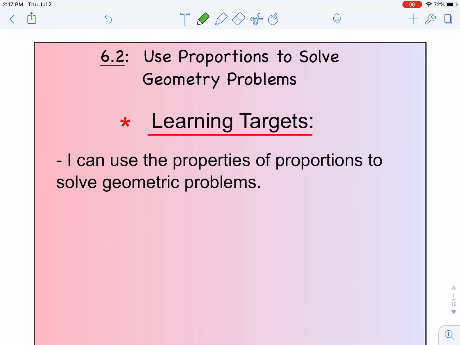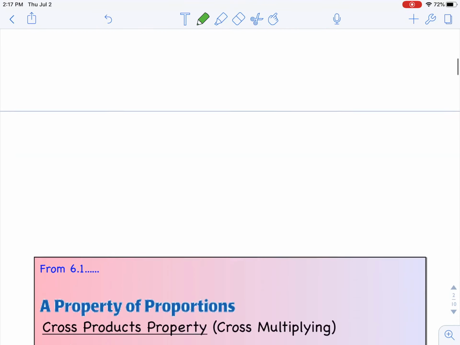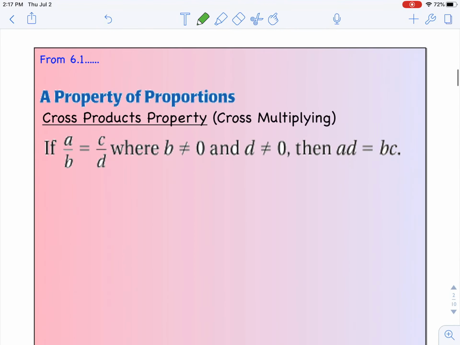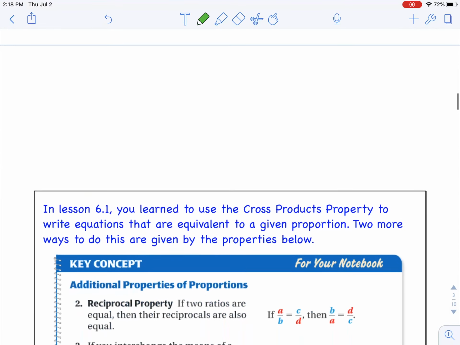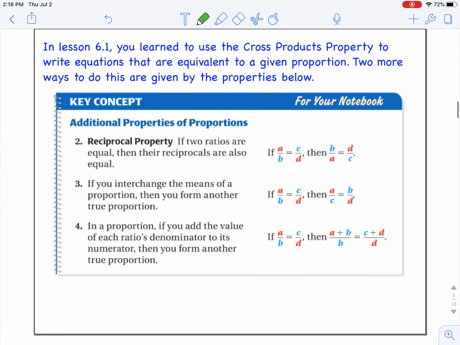Section 6.2, we're going to use proportions to solve geometry problems. In the last lesson, 6.1, we used the cross products property, which says A times D equals B times C. But we're going to use some other properties of proportions, and first we're going to talk about them. Some additional properties of proportions start with the reciprocal property.